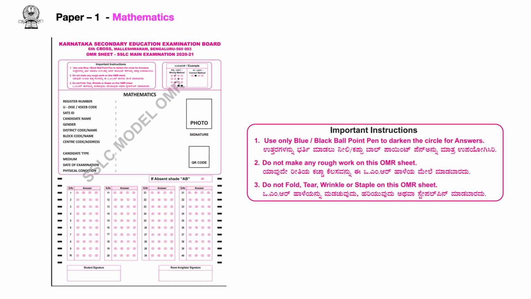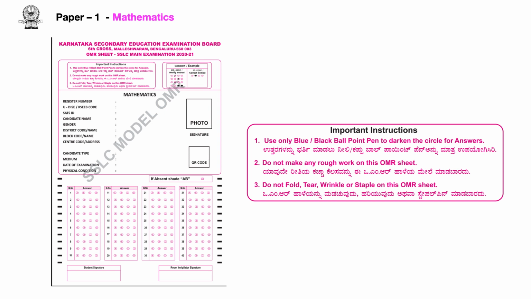We also need to make sure that we understand the instructions that are printed on the model OMR sheet, which clearly states that you are allowed to use only blue or black ballpoint pen to darken the answers. Right? So also make sure that you carry an additional pen of the same type and same color, just in case the first one breaks.